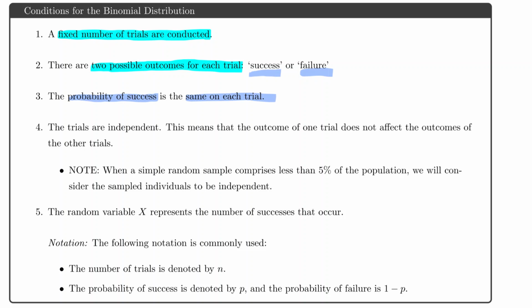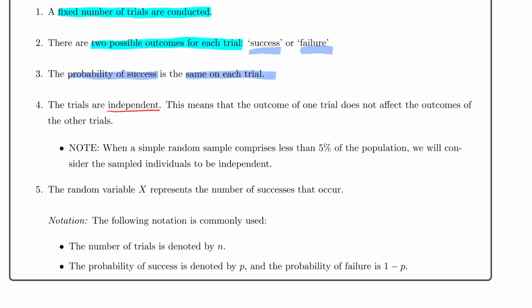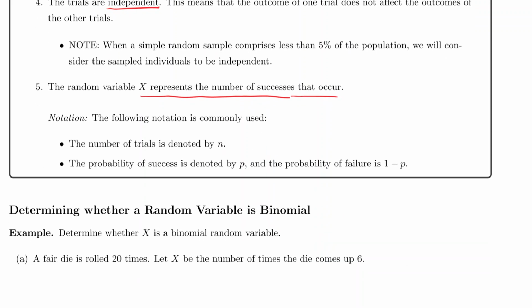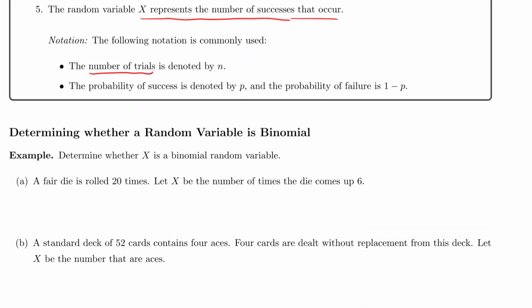And the trials are independent. This means that the outcome of one trial does not affect the outcome of another trial. So my first coin toss should not affect the probability of my second coin toss, and so forth. Note when a simple random sample comprises less than 5% of the population, we'll consider sample individuals to be independent. Okay, so that's just in general. The random variable x represents the number of successes that occur. Okay, so the notation: we use the number of trials as n, the probability of success is denoted by p, and the probability of failure is denoted by 1 minus p. We can also note it as q sometimes.